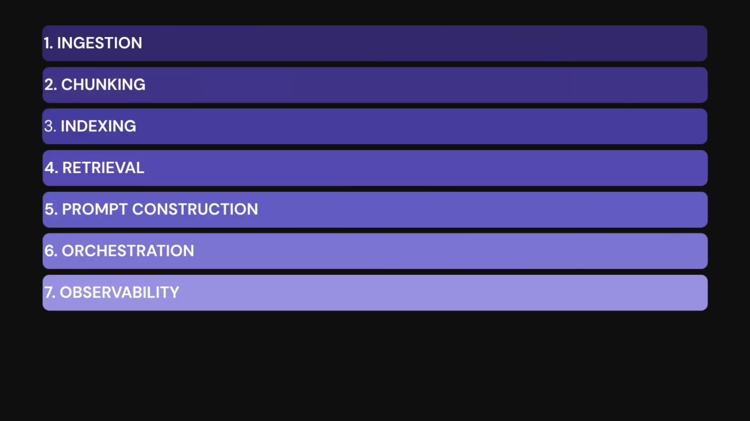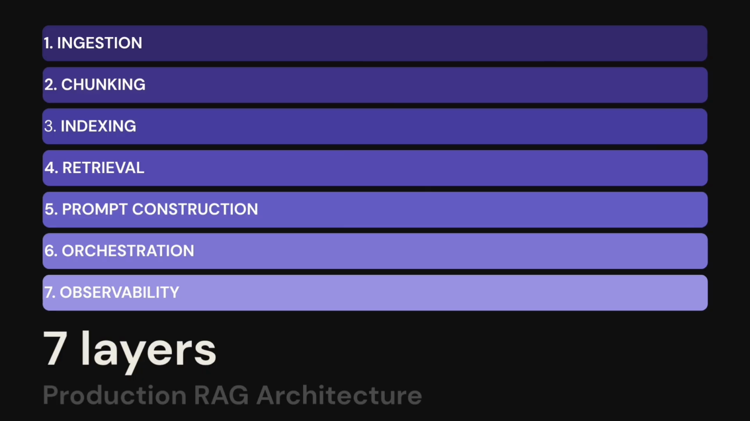Seven layers, each one solving a failure mode the previous layer created. The gap between a RAG demo and a system that works reliably in production isn't the model, it's the infrastructure that ensures what you think is in the system actually is, and that when something breaks, you'll find it in minutes and not in days.